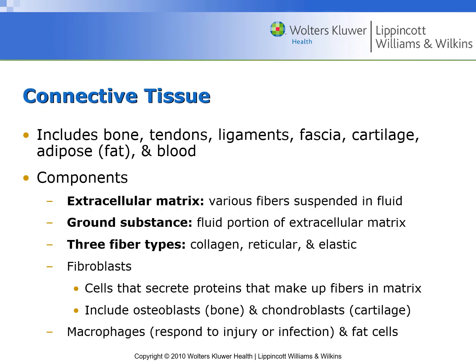Connective tissue. Of the four types of tissue, connective tissue is by far the most abundant. It is found in nearly all of the structures involved in human movement. Primary movement structures such as bone, tendons, ligaments, and fascia are considered connective tissues, as are supported tissues such as cartilage, adipose, which is fat, and even blood.